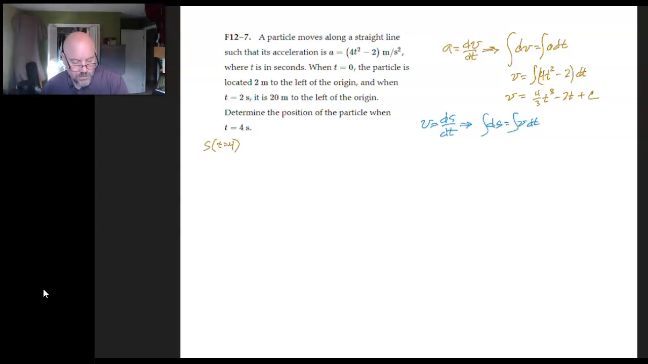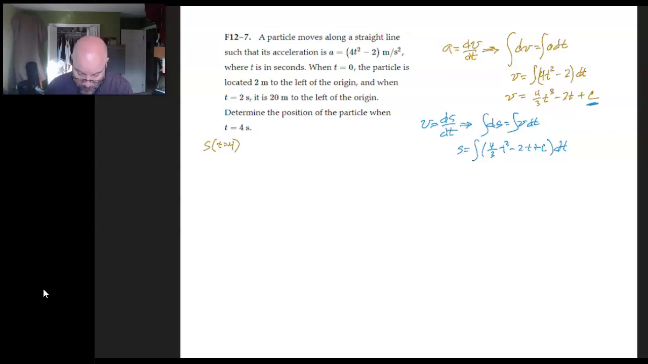Now this time we do have some information, but you know what? Because we already have a constant in here that we're going to have to deal with, I don't think there's any advantage necessarily to plugging in our endpoint numbers. I don't think it's going to save us much, if anything at all. So let's just leave it like that. And so that means S is the integral of 4/3 t cubed minus 2t plus C dt.